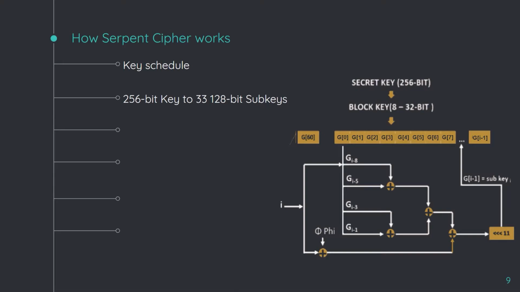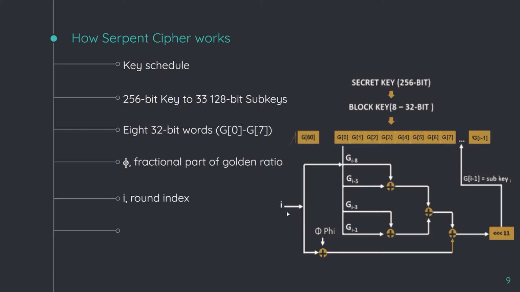The 33 keys are produced by taking the secret key as 8 32-bit words and expanding this into an intermediate key, which we call pre-key. These pre-keys are XORed with phi, which is the fractional part of the golden ratio, and the round index i is chosen to ensure an even distribution of keys. The result of the XOR operation is rotated to the left by 11.